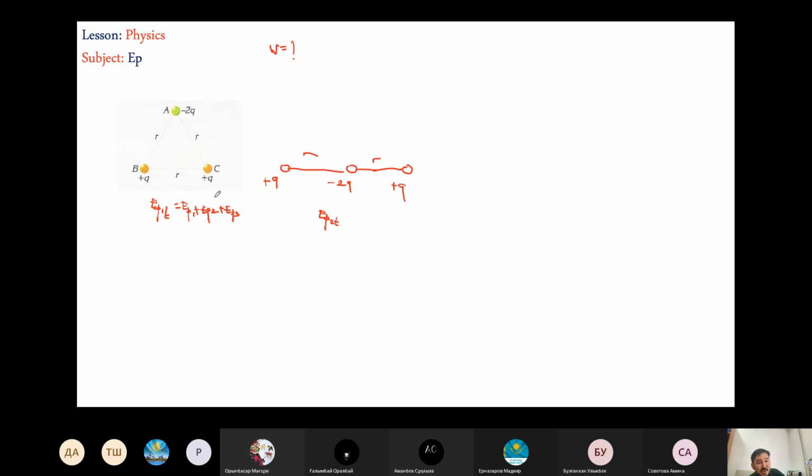Мысалы, біріншісін есептеген кезде let it be potential energy 1. So the potential energy 1 will be K times minus 2Q. Сол үшін мына жерге сразу minus қойып салайын. Minus 2Q times Q equal positive over R. Сонда менде энергия не болады? Minus 2KQ squared over R дей салам. Мынау менде potential energy 1. То есть мына екеуінің арасындағы энергиям сондай.